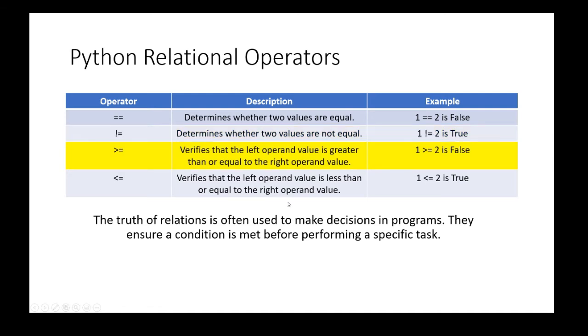Our third operator is greater than or equal to. This verifies that whatever is on the left of the operator is greater than or equal to whatever's on the right. Our example is 1 is greater than or equal to 2, and this is obviously false as 1 is less than 2, so the result will print false. Our last operator is less than or equal to, and this verifies that whatever's on the left of the operator is less than or equal to whatever's on the right. And we know that 1 is less than or equal to 2, and so the result is true.